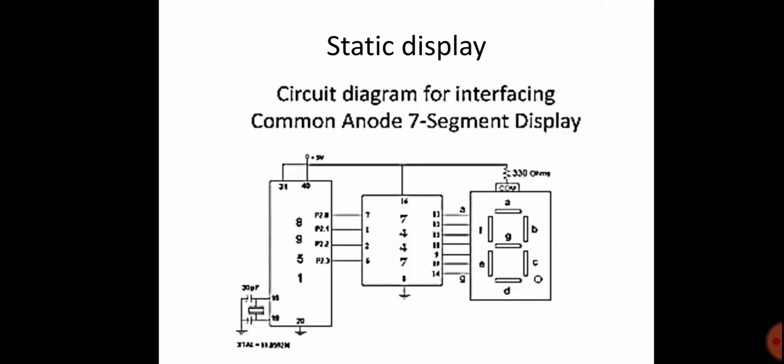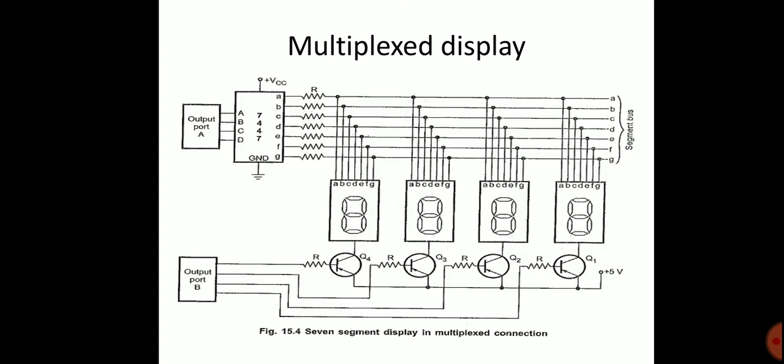Now we see the static display. We see the circuit diagram of interfacing the common anode 7-segment LED display using the 7447 IC to the 8051. Now we see the multiplexed display. In a multiplexed display, a number of LED displays are used, here 4 LED displays. The 7447 is used as a buffering circuit between the output port and the input port of the 8051 microcontroller.